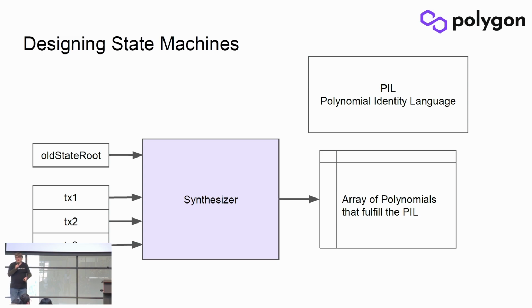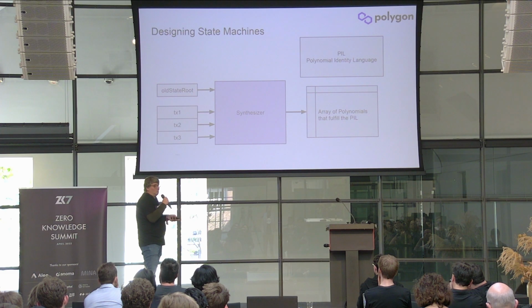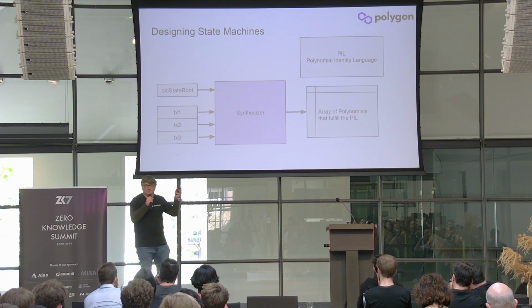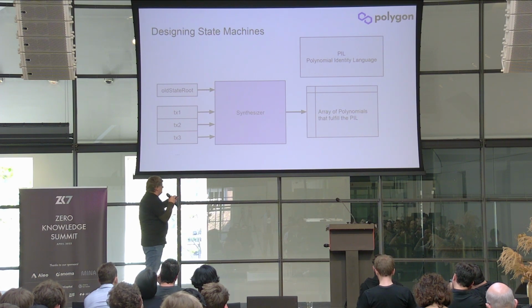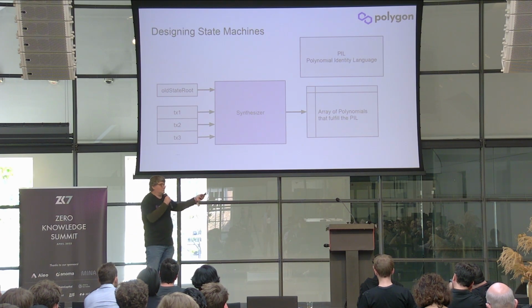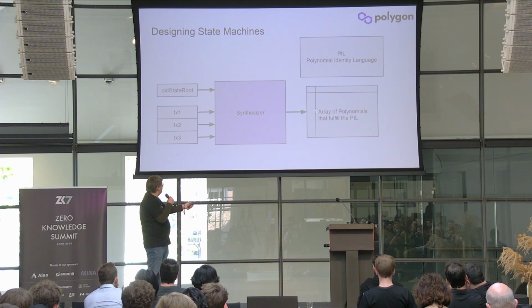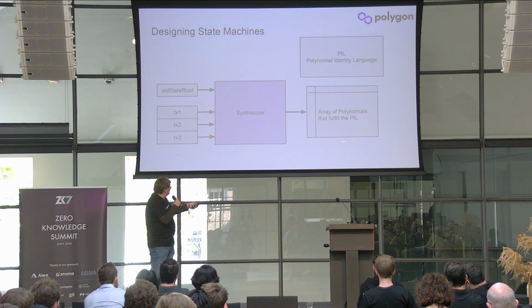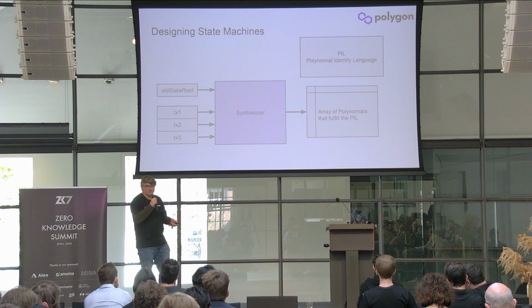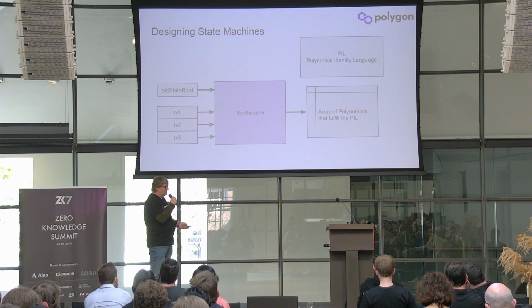A bunch of identities. For example, we have around 1,000 polynomials, maybe a little less, but that order of magnitude, and constraints maybe twice that. It's just a lot of constraints and a lot of polynomials. And we have a synthesizer, an executor if you want, that takes these transactions and generates these proofs: this array of polynomials that fulfill the identities.